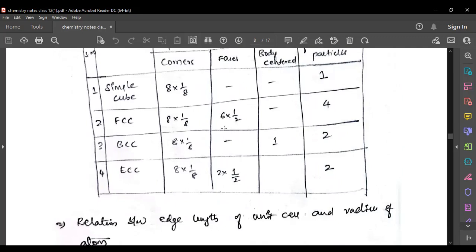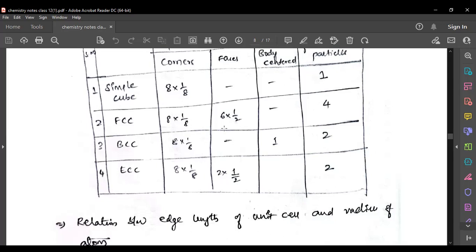But FCC means what? Along with the corners, the atoms are also occupying the face centers. So a total of 6 faces are there. And each atom at the face center contributes only 1/2 of it. So 6 into 1/2, how much? So in total we get 3 effective atoms from the faces and 1 atom from the corners. So the total number of atoms is how many? 4. So in the case of FCC, we have 4 atoms.